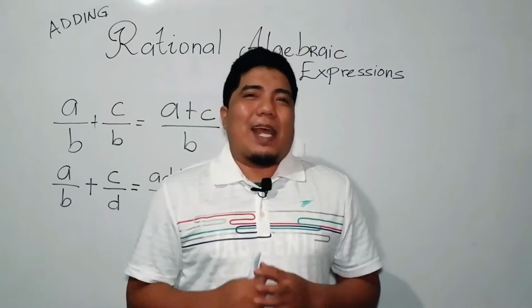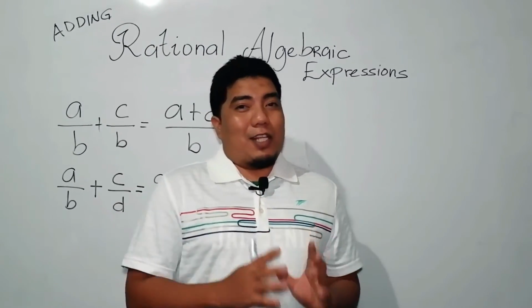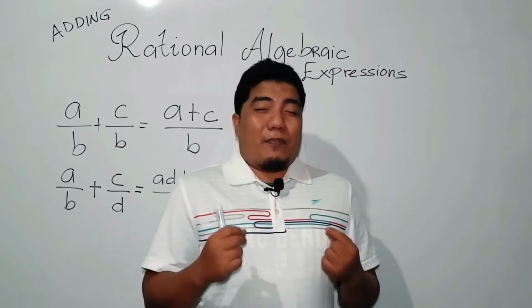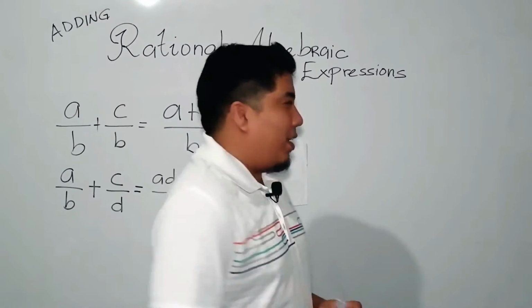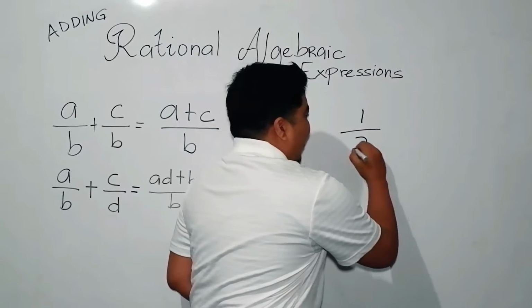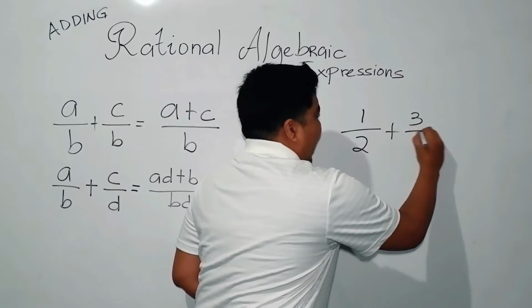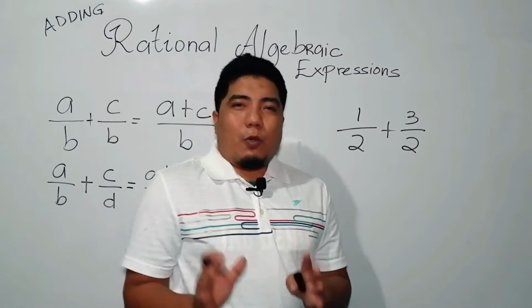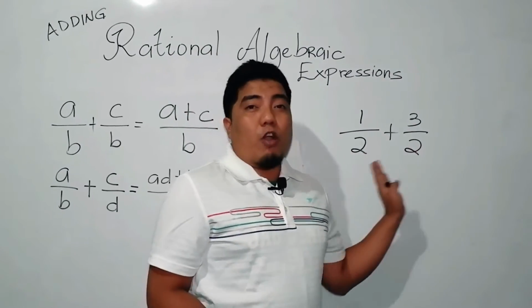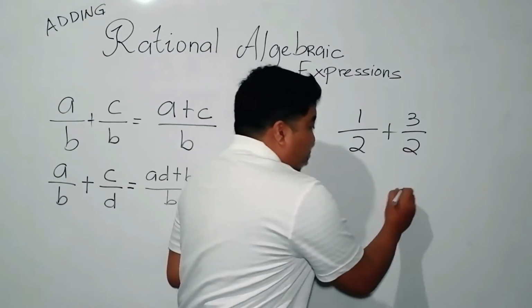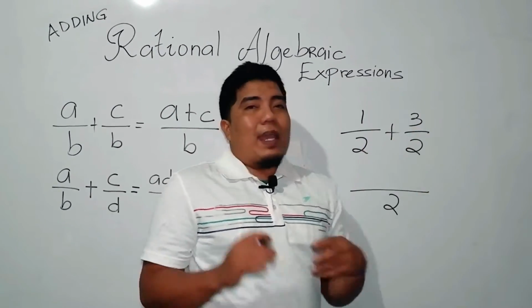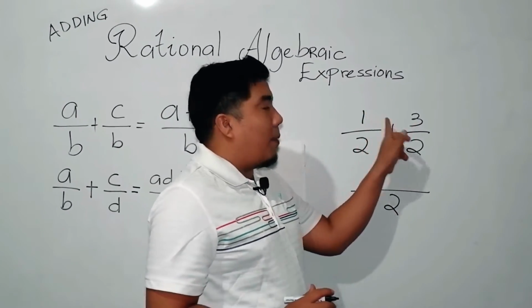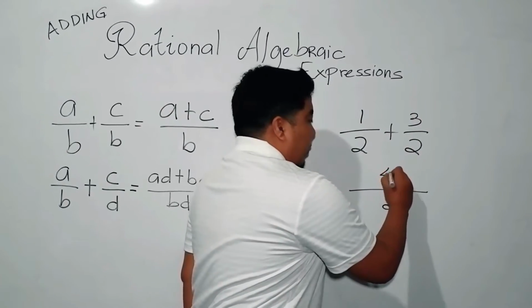How do we understand this addition of rational algebraic expressions? Let us have first a quick review on how to add fractions. Let's say we have a given 1/2 plus 3/2. In this scenario, we have a common denominator. So what you will do is just copy the denominator and then directly add the numerators. So that is 1 plus 3 and the answer is 4.